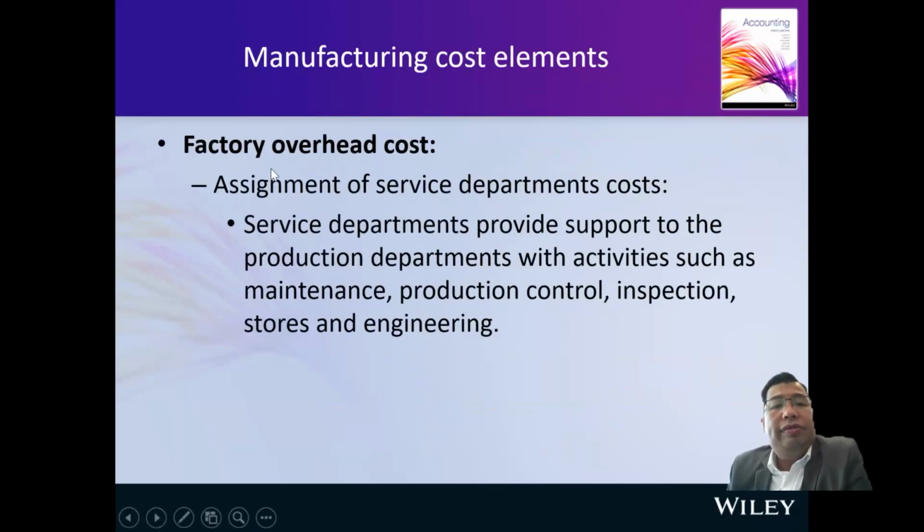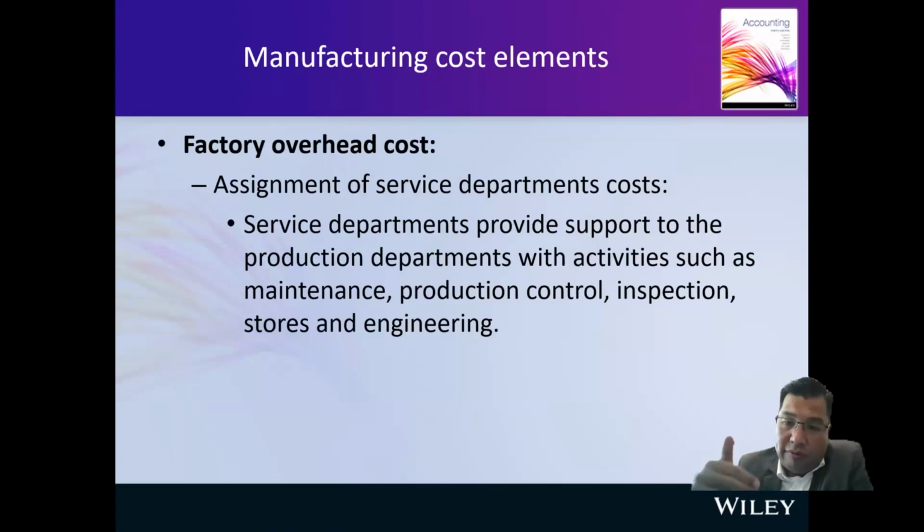Okay, the next one is factory overhead costs, the assignment of service department costs. The service department provides support to the production department with activities such as maintenance, production control, inspection, stores, and engineering. So this is for the service department. They provide support to the production department, for example maintenance, production control, inspections. This is what we call the service department. They provide service to the manufacturing department.